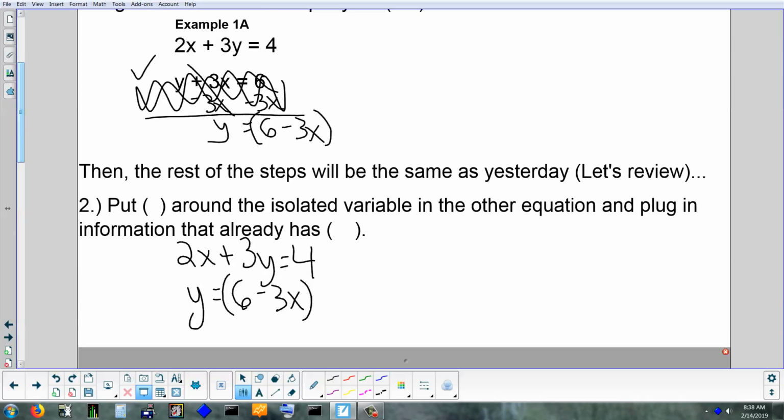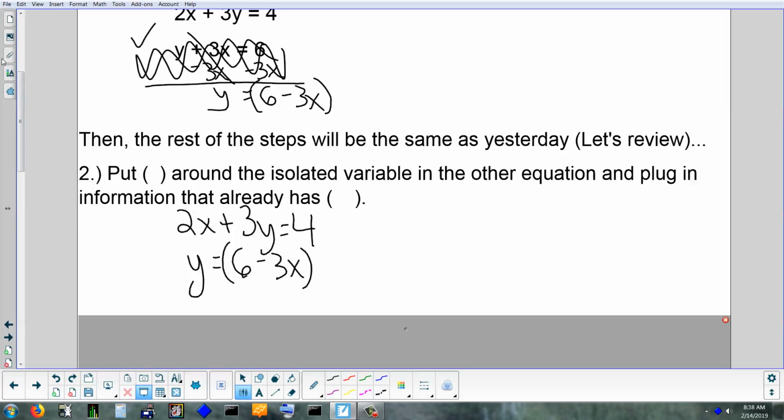All I did was take this step and bring it down here. That way, we'll have the written step of what to do, and you'll also have an example of that step happening. So put parentheses around the isolated variable in the other equation and plug in the information that already has parentheses.